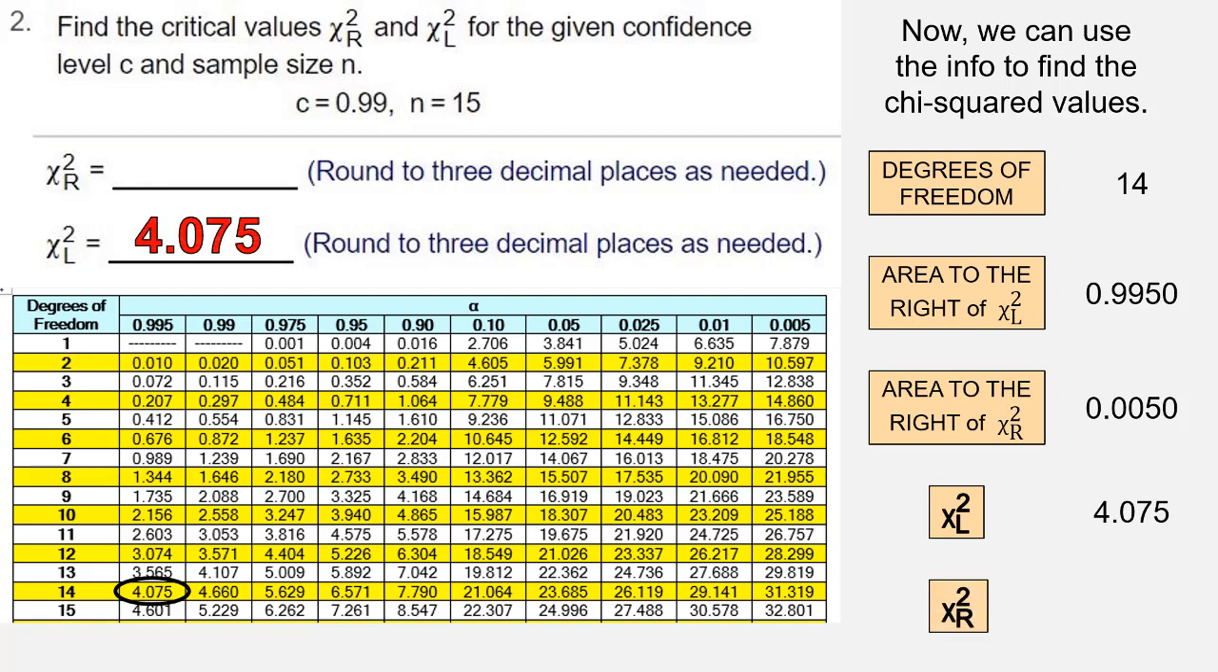When we look for chi-square R, we look for the 0.005 across the top. Don't get it confused with 0.05, and 14 degrees of freedom. And that gives us a value of 31.319. That's our chi-square R value. And that's the answer.